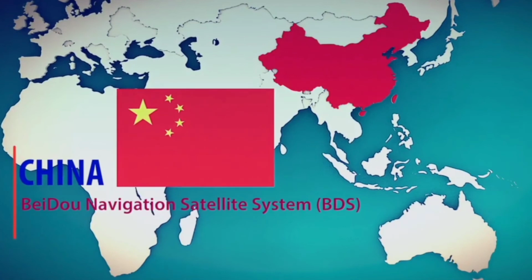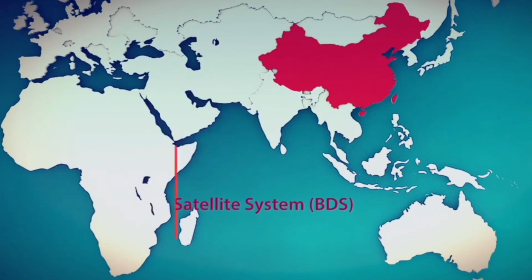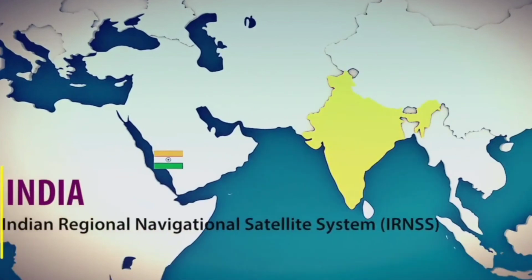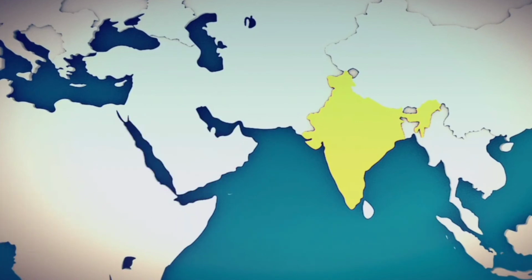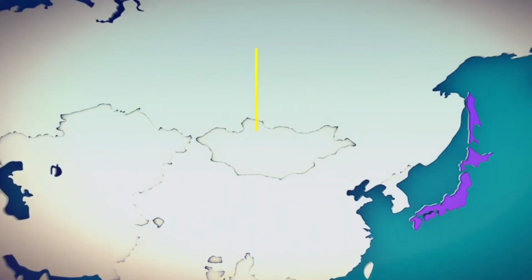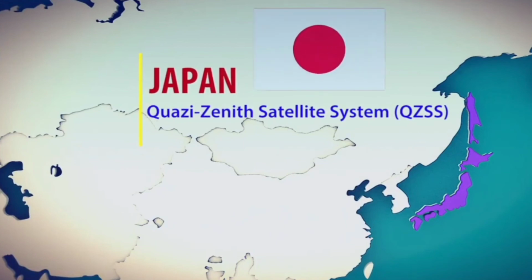China: the Beidou Navigation Satellite System, that is BDS. India: the Indian Regional Navigation Satellite System, that is IRNSS. Japan: the Quasi-Zenith Satellite System, that is QZSS.